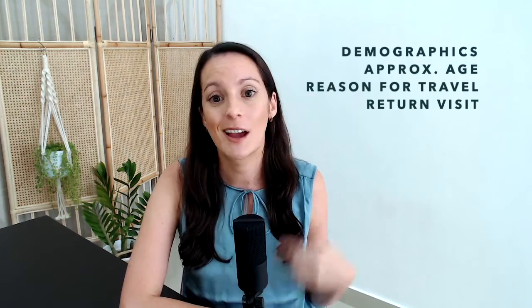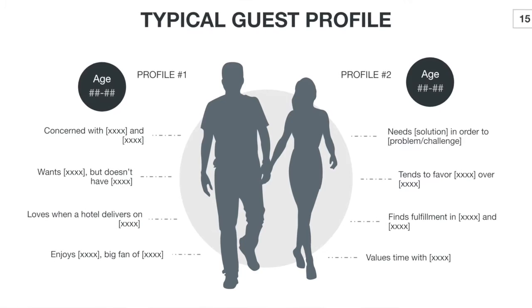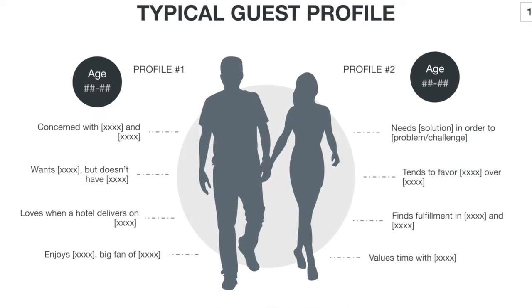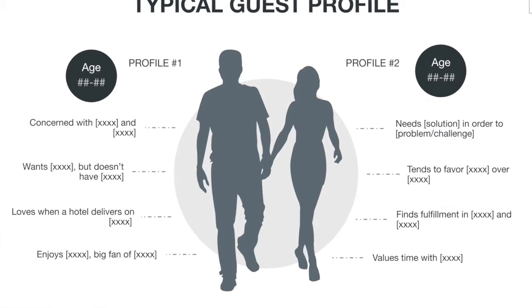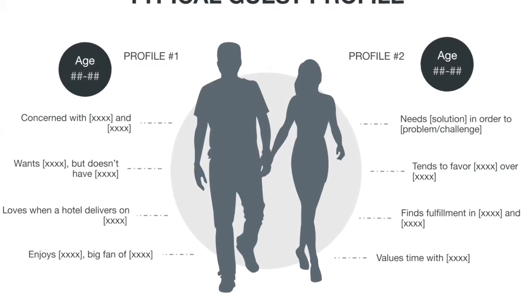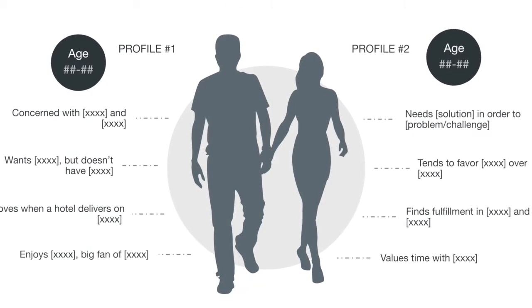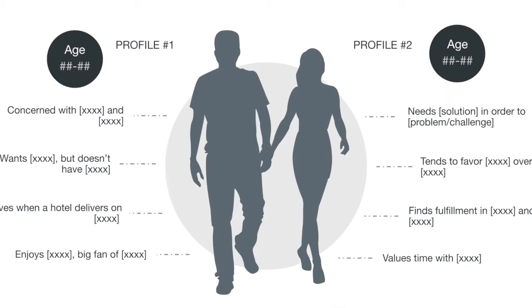Your booking engine, Google Analytics, and even Facebook can tell you a lot about your current audience, including their approximate age, their location, their reason for traveling, and whether they stayed with you before. You should also survey other departments to gather more anecdotal information. This will help you hone in on your guests' interest, their pain points, and other relevant behaviors. When you know what really motivates people to choose your hotel, you can speak to them directly through your marketing.